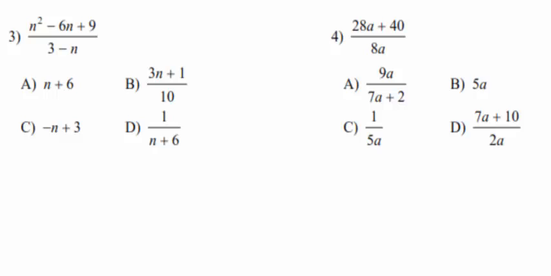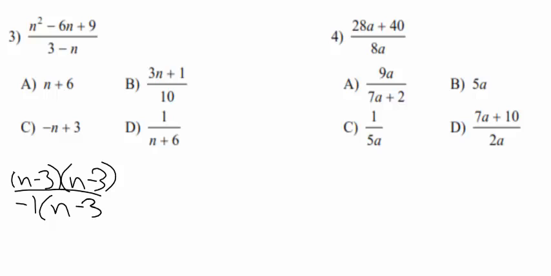Alright, number 3, we can factor that numerator. Two numbers that multiply together to give us 9, but add up to be negative 6 would be a negative 3 and a negative 3. Now, for the denominator there, it's the complete opposite of n minus 3. So if we factor out a negative 1, we would have an n minus 3. So we can reduce those down to 1. And then n minus 3 over negative 1, we can simplify to be negative n plus 3.